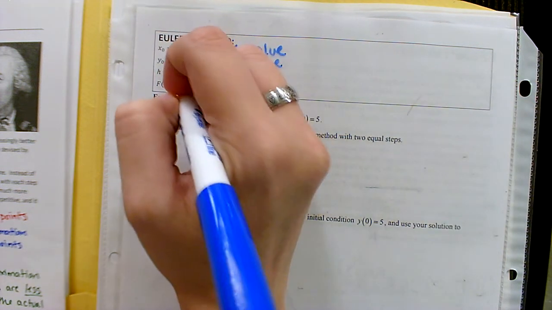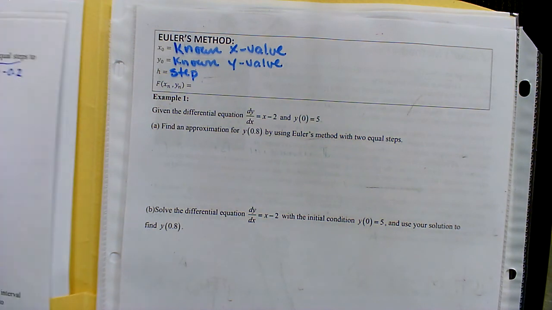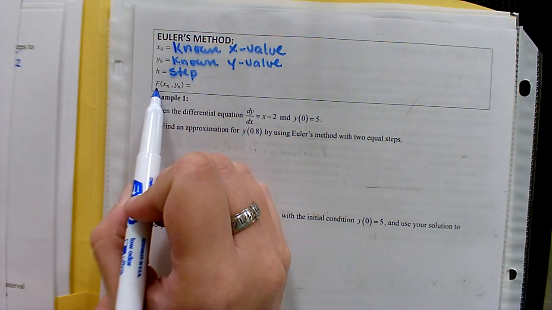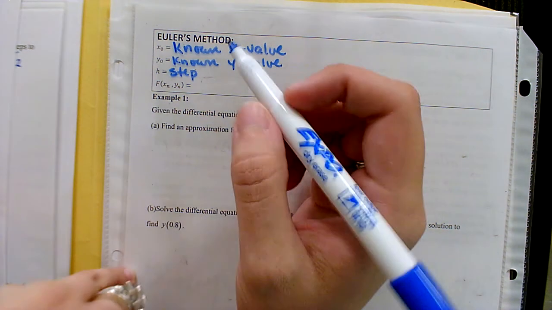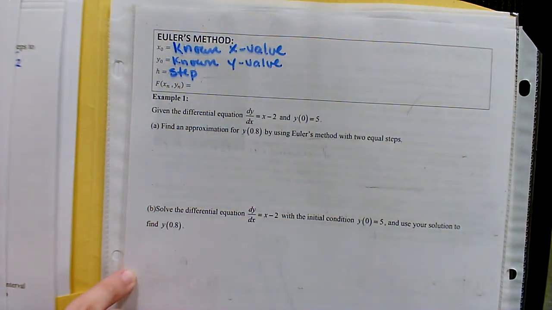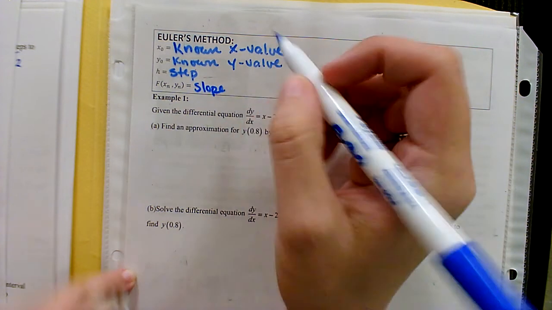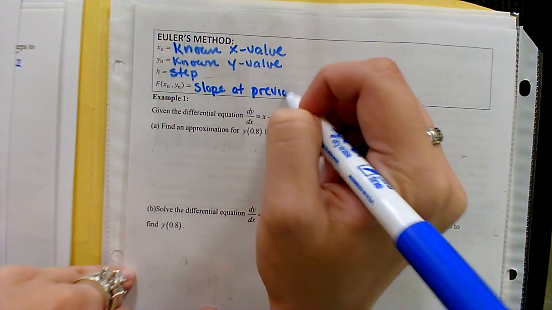So you could write that out. Sometimes you'll see it in a problem labeled as your step. And then we identified this capital F function with the x's and y's in it as your derivative or differential equation. But if it's a derivative equation, that's just representing your slope at the previous point.